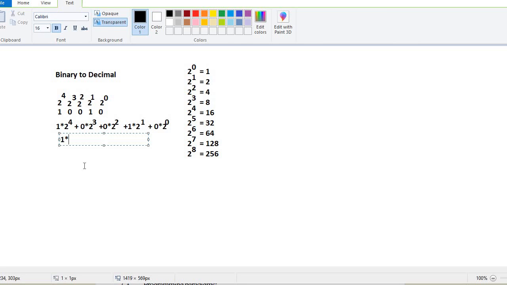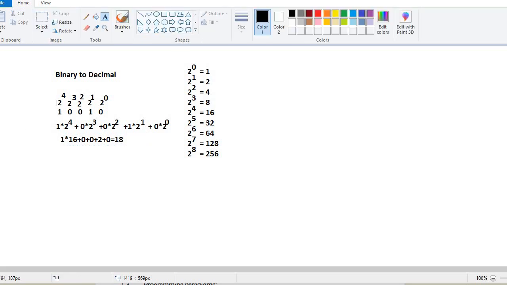2 to the power 4 is 16. So 1 into 16 plus 0 into whatever it is, it will always turn out to be 0. Plus 0 plus 1 into 2 to the power 1. What is 2 to the power 1? That is 2. So plus 2. Again 0 into whatever it is will be 0. So what I am getting is equals to 16 plus 2. 16 plus 2 is 18.